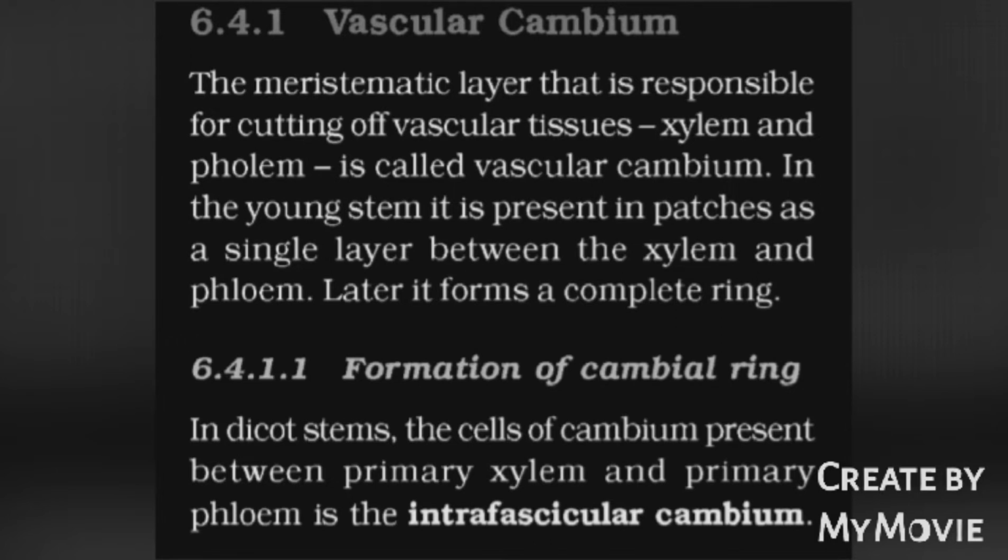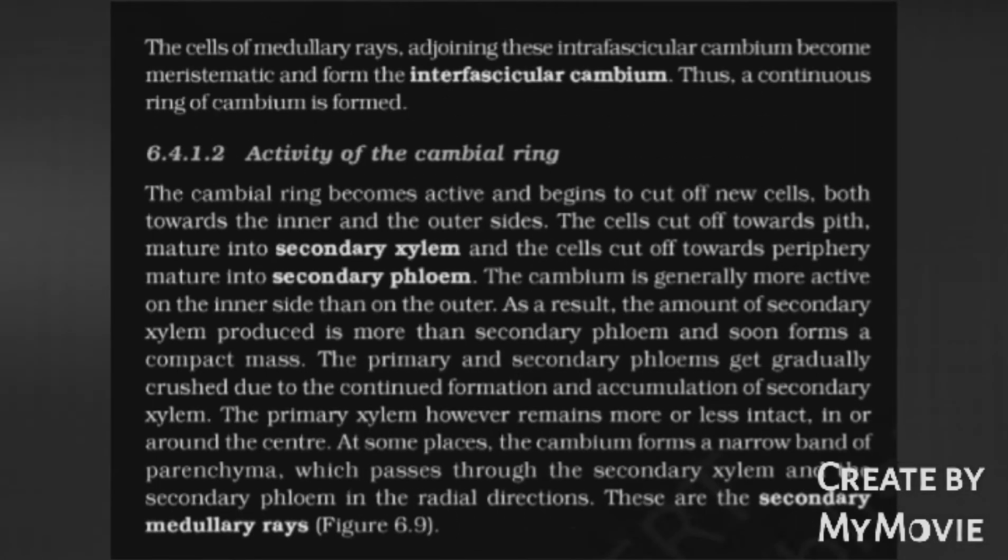Formation of cambial ring. In dicot stems, the cells of cambium present between primary xylem and primary phloem is called intrafascicular cambium. The cells of medullary rays adjoining these intrafascicular cambium become meristematic and form the interfascicular cambium. Thus, a continuous ring of cambium is formed.